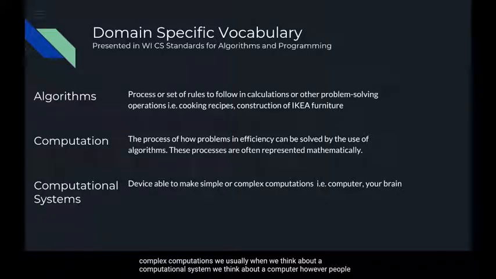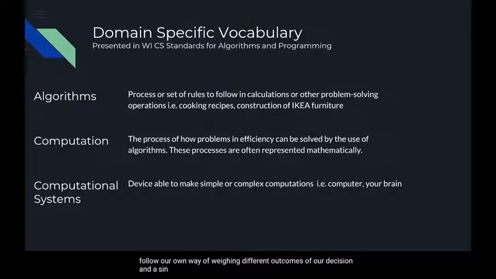However, people seldom realize that your brain is also a computational system. If we think back to the algorithms that I talked about in terms of cooking recipes and construction of IKEA furniture, our brains are following an algorithm in order to complete that task. Decision making is also use of algorithms, in that we have to follow our own way of weighing different outcomes of our decision and ultimately choosing the best one.